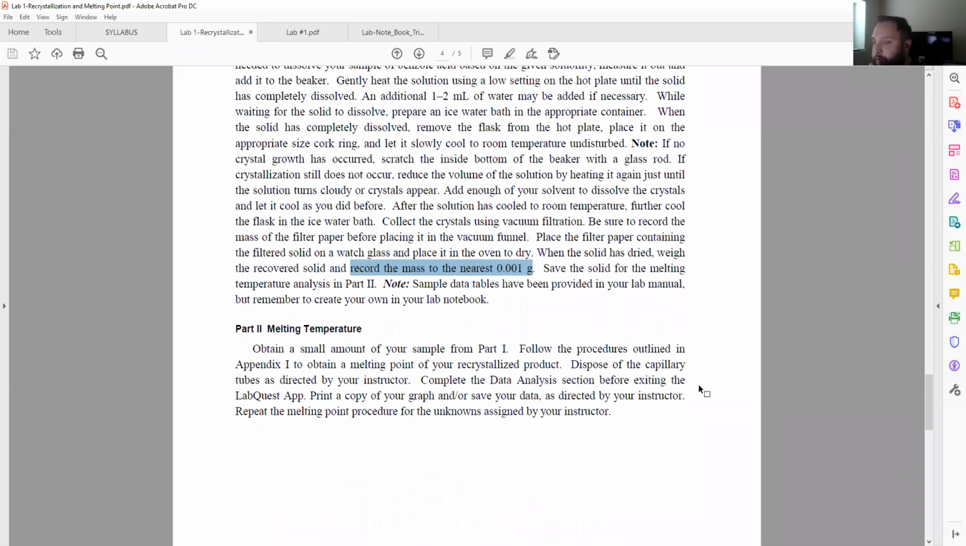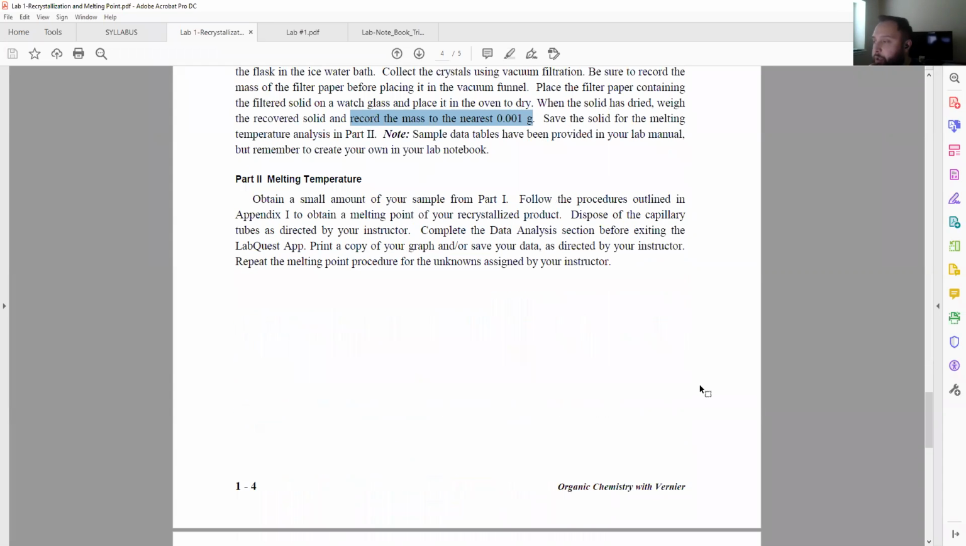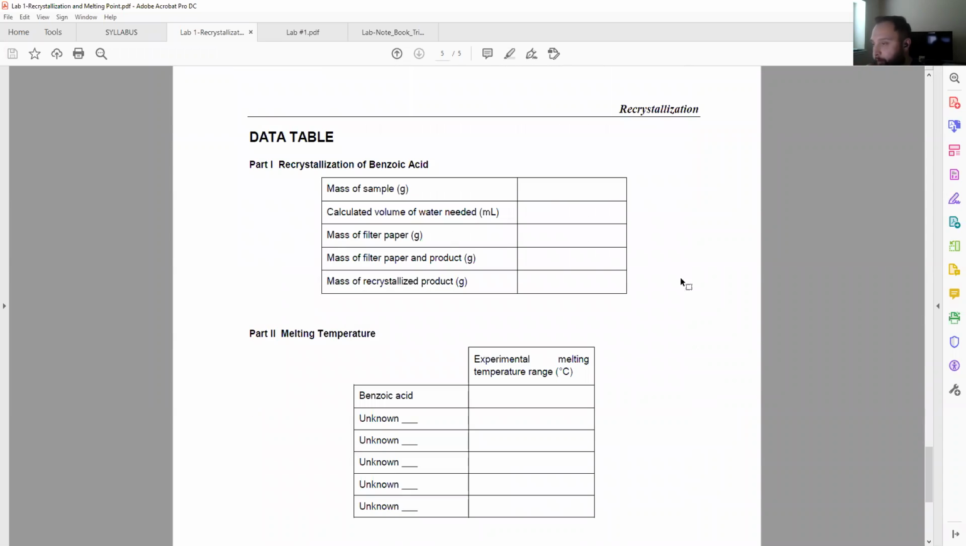And then, save your solid, whatever, you're not going to be doing that. Here's how you're going to record your data, and this is how you're going to put it into your Word document. And all that should be in the Excel sheet for you.